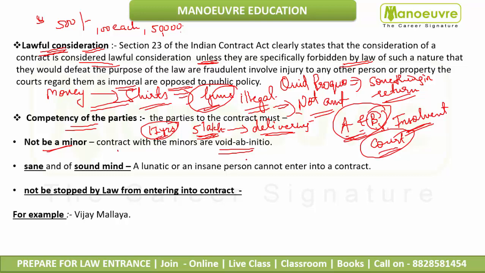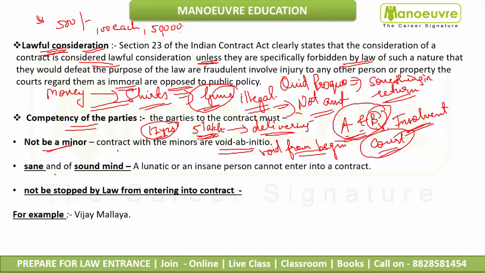Yet another legal Latin word, void ab initio, means illegal from the beginning itself. Void ab initio means from the beginning, okay? So there cannot exist a valid contract when the contracting party is a minor.